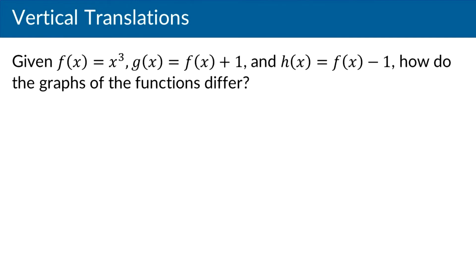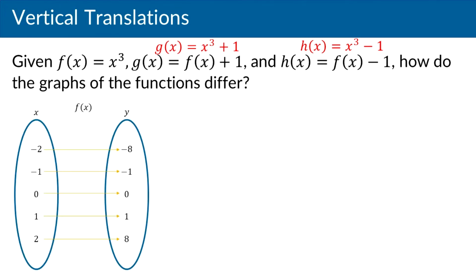So we're going to start by substituting f of x into the notation here for g of x and h of x. When we substitute f of x into the notation we have there for g of x, instead of having g of x equals f of x plus 1, we now have g of x equals x cubed plus 1. And then likewise for h of x, instead of having f of x minus 1, we'll have x cubed minus 1. And so from here, I'll repeat the process we used when we looked at dilations.